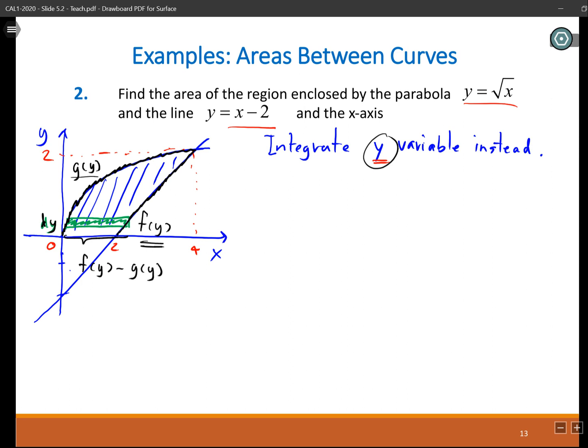So let us modify the formula that we had before. Now the area, same thing as we want. Area between, in this case, instead of fx and gx, it becomes fy and gy.